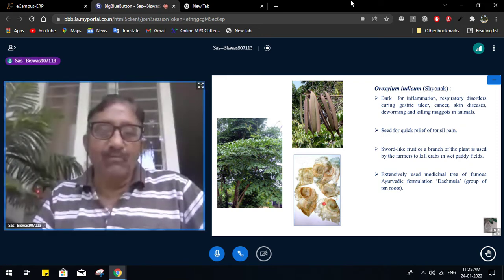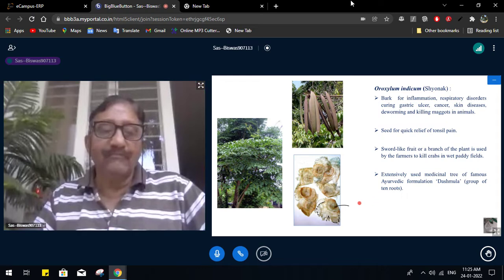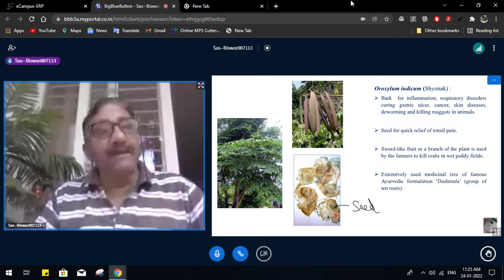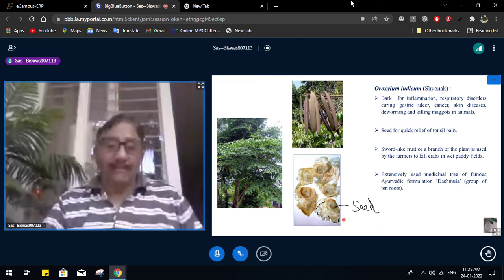Look at this, the wing like wing, the seed is here. Seed appears like this. And this can, in case of Oroxylum indica.